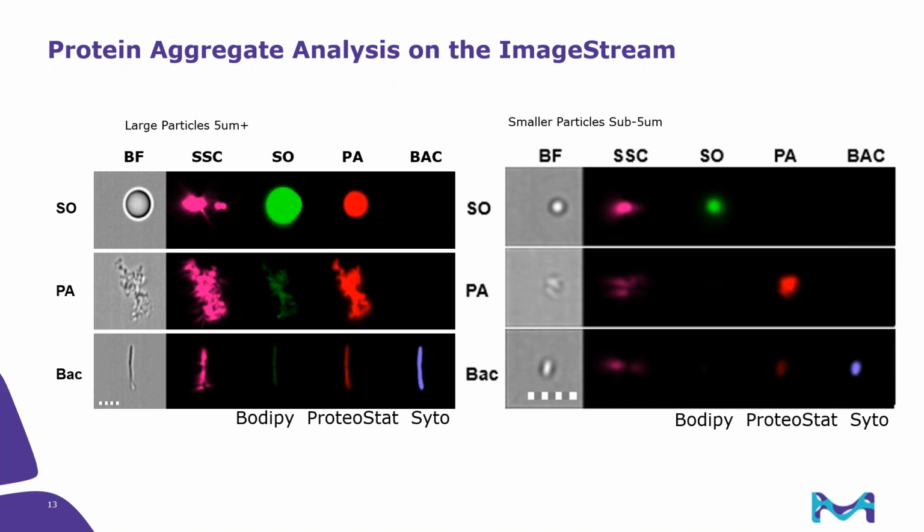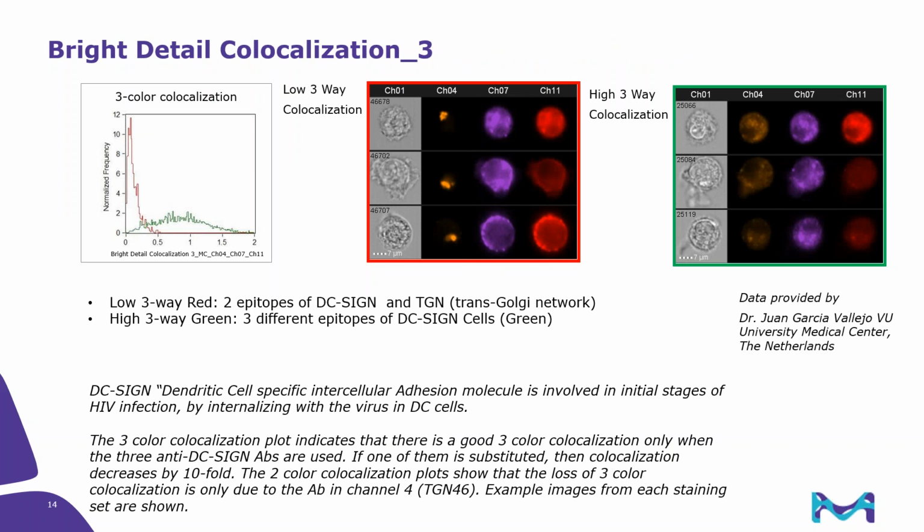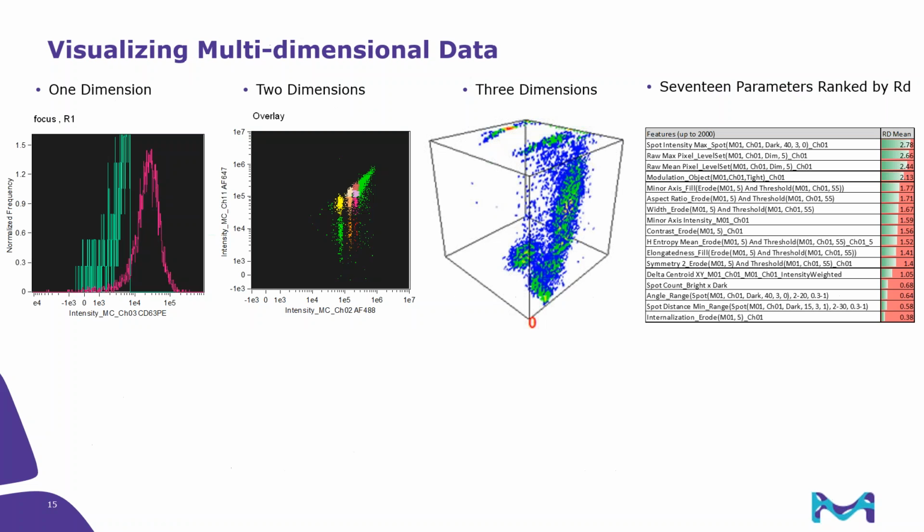And that gives us really good resolution on some of the smaller particles for looking at protein aggregates, bacteria, and the silicon oil. We also have implemented a bright detail colocalization 3-way. This works just like the bright detail colocalization 2-way, but it requires a high degree of colocalization of 3 probes in order to achieve a high score. So it's a way of characterizing when 3 proteins are colocalized into a single compartment within the cell.